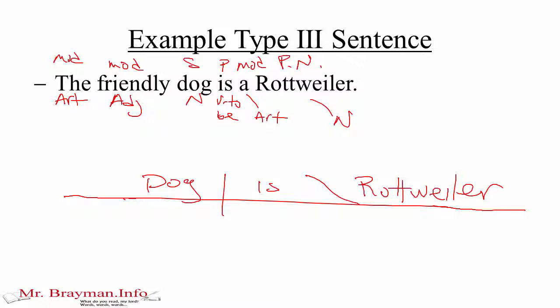All right, so what are we going to do with these modifiers? Well, the modifies dog. It doesn't modify friendly, so it gets its own line. Friendly also modifies dog. And then modifies Rottweiler, right? So we can have modifiers for subjects as well. This is the first time we've seen this in this lesson.